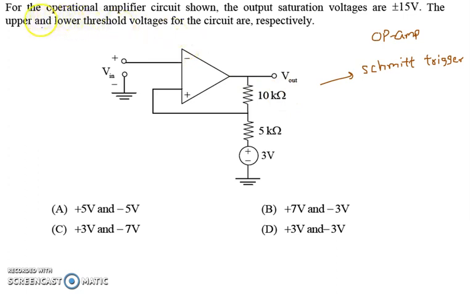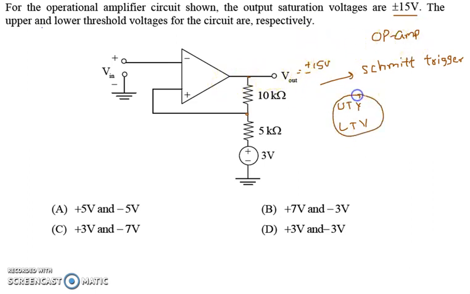Coming to the question, for the op-amp circuit shown, the output saturation voltages are plus or minus 15. That means I may get the output voltage here of plus or minus 15 volts. The upper and lower threshold voltages for the circuit are, respectively, asked. So he is asking for the upper threshold voltage and the lower threshold voltage. We have to find both of these.